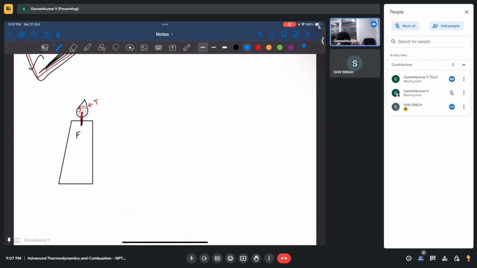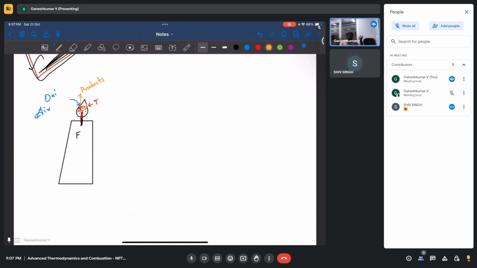The oxidizer is available outside. Oxidizer is the air for flaming, and that will come here, and they both will meet at the flame. Wherever oxidizer and fuel meet, it combusts, and then it generates products, and the products will go out here as heat and smoke. So that is what a diffusion flame is.